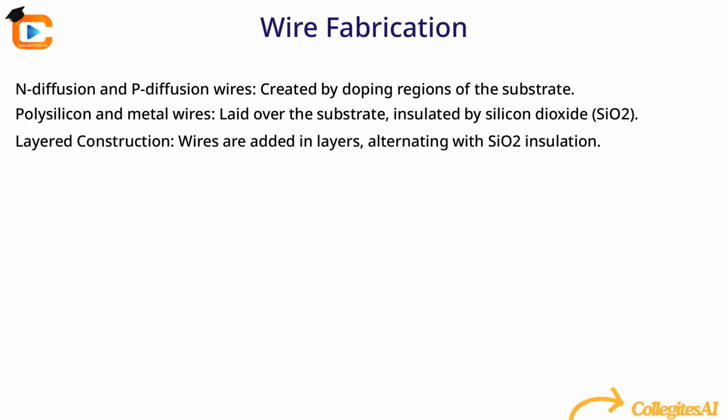Now let's look at how these wires are made. N-diffusion and P-diffusion wires are created by doping regions of the substrate. Polysilicon and metal wires are then laid on top, insulated from the substrate and each other by silicon dioxide, or SiO2. To increase connectivity, the process is layered, with additional wires and insulating SiO2 layers added on top.